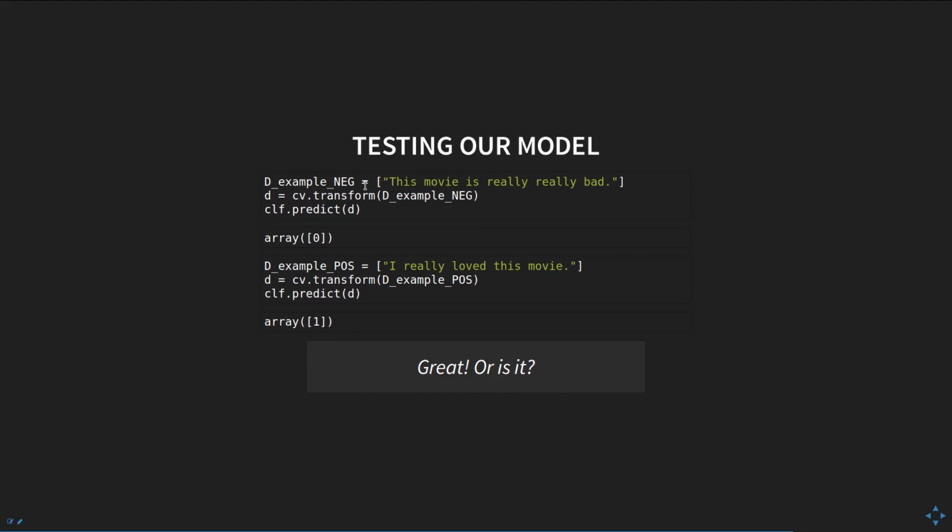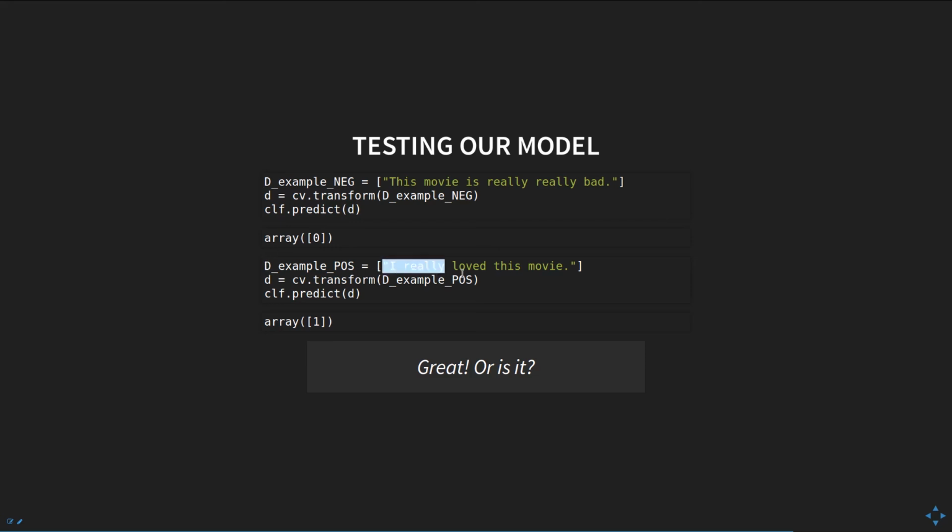So let's consider these. Let's give an example sentence that is supposed to be negative. So this movie is really, really bad. And if we then transform this string into counts using the count vectorizer, and then we predict based on these vectors, we get a negative label. Remember that 0 was negative. So we're correctly classifying this one, so that's good.